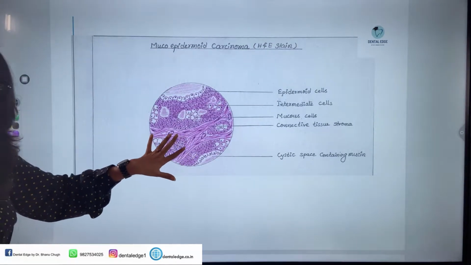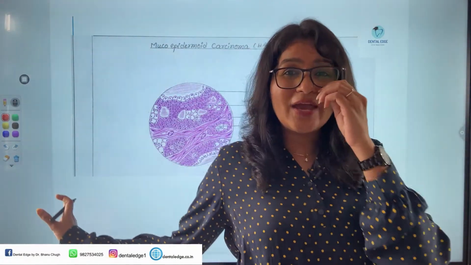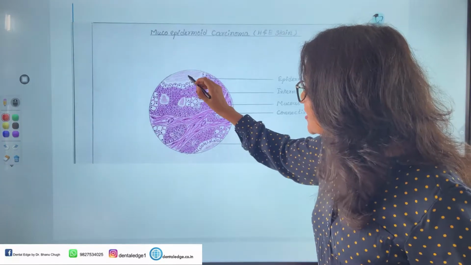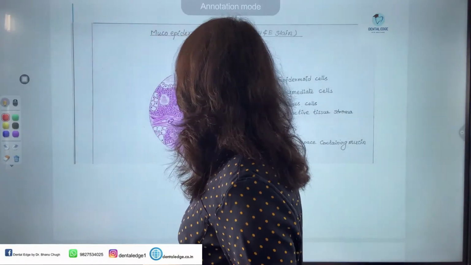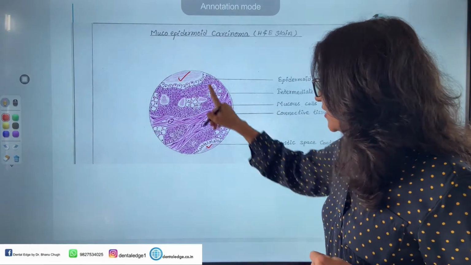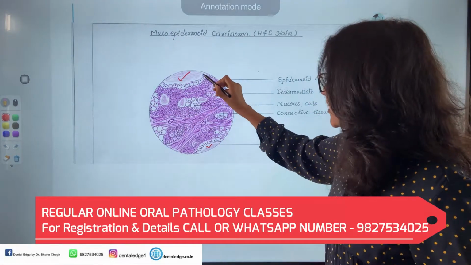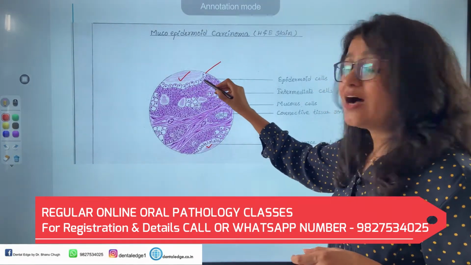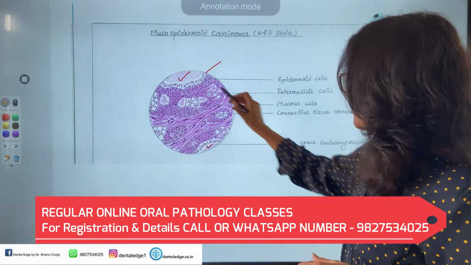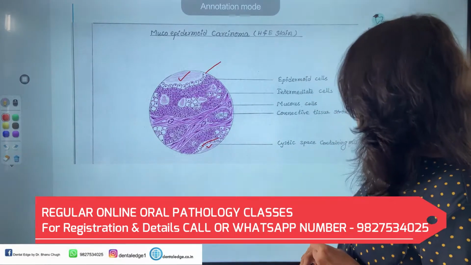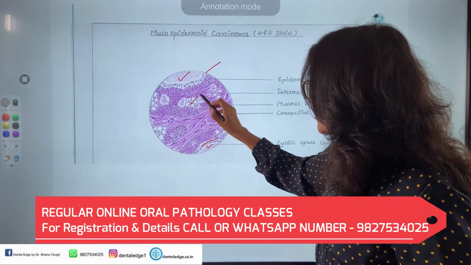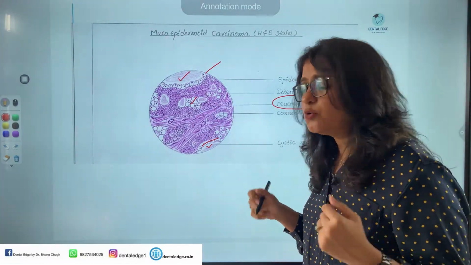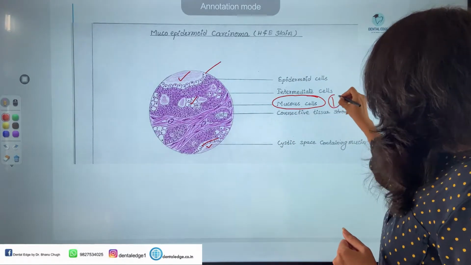This is an oral pathology diagram for mucoepidermoid carcinoma. What all can we see? We can see this cystic space, and this is another cystic space. They are lined by different cells. These are the large cells with empty foamy cytoplasm. These are the mucus producing cells. Again, these are the mucus cells. So there are large cells, varying in shape, with foamy cytoplasm. This is one type of cell.